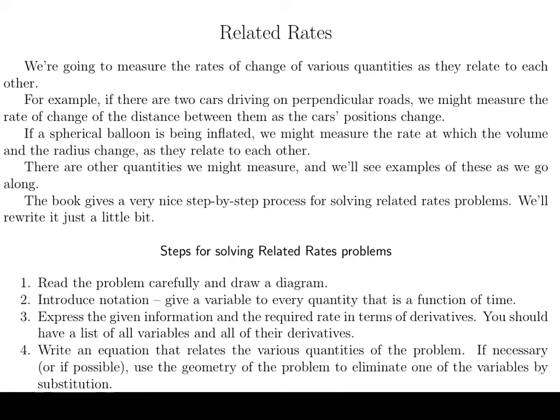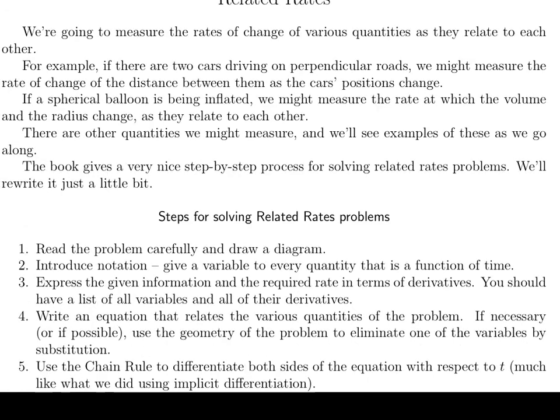We want to write down an equation that relates the quantities of the problem. Now, if necessary or if possible, we'd like to use some geometry of the problem to eliminate one of the variables via substitution. And then we'll use the chain rule to differentiate both sides of this equation with respect to time. And this is going to be very similar to what we did when we used implicit differentiation.